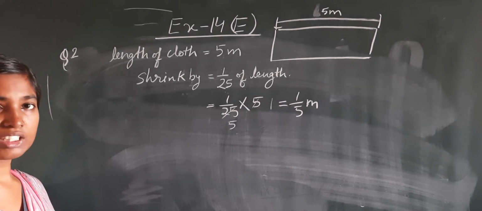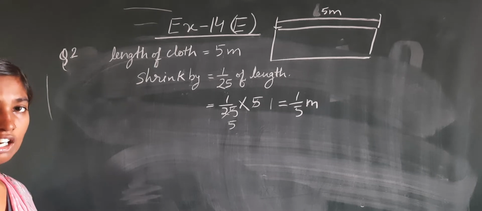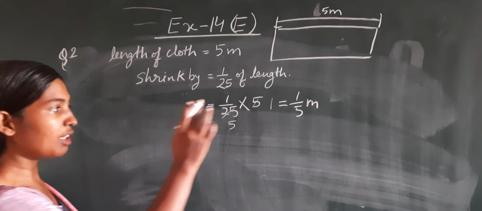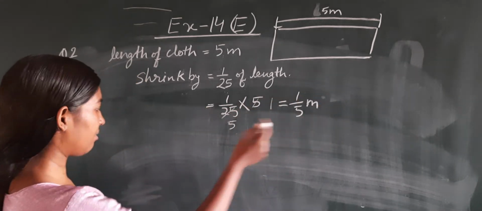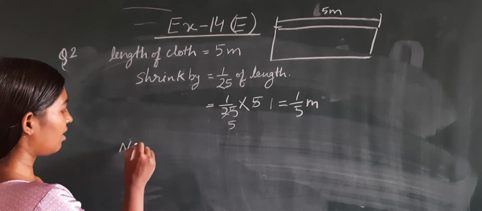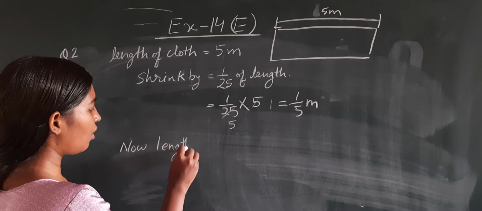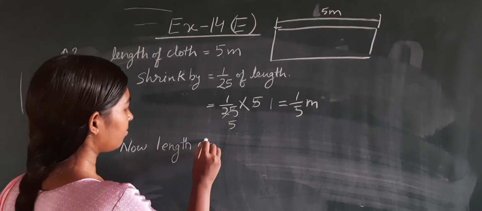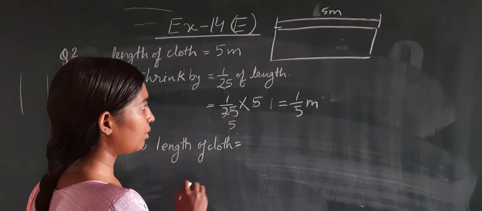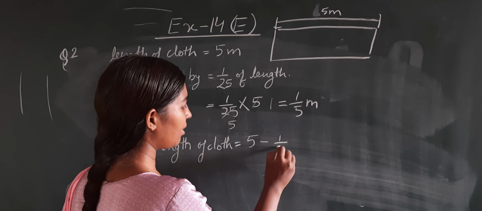So in the question it is asking to find how much is the cloth length now. सिकुड़ गया तो वो कम हो गया उतना सा उसमें से, so we will remove this much portion from that. So now length of cloth is equal to 5 minus this length 1/5.